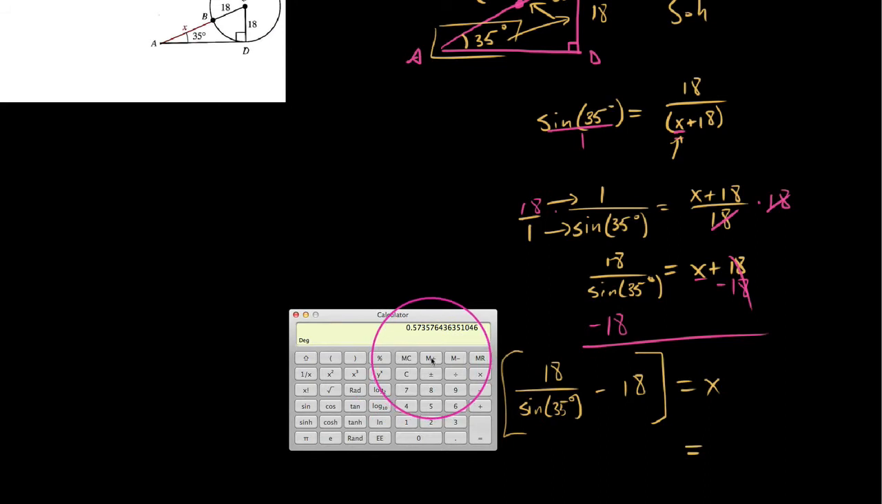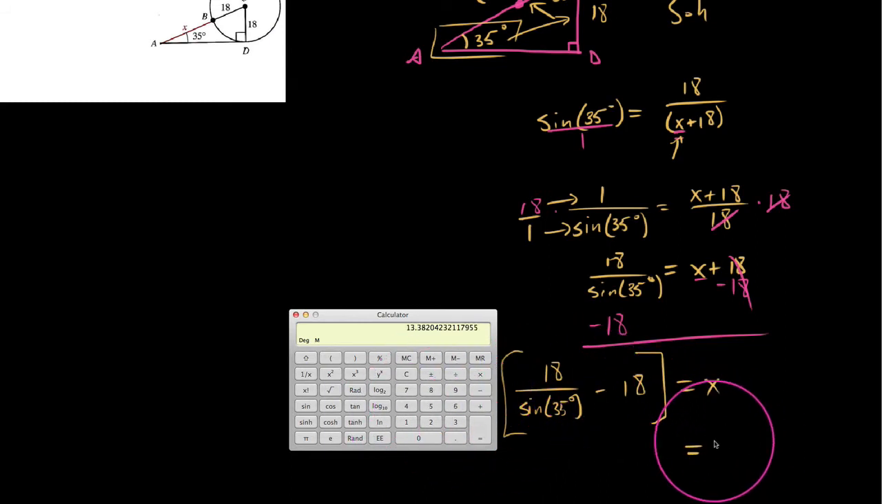So what I'm going to do is hit memory plus and store that. And then I can hit 18 divided by memory recall. And I get this value right here coming out to be 31.382. Now, I don't want to round this until the final step, so I'm going to leave this. Now take my answer, and we're going to subtract 18 off of this. We end up with this right here.